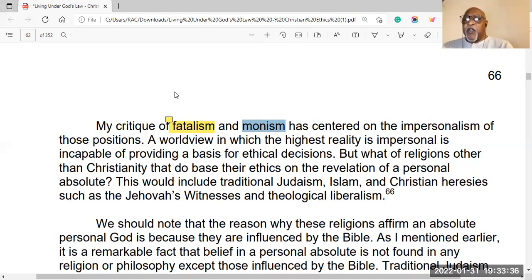Yeah, Dr. Short. So with Peter lying, could that be where situationism comes in? Well, Peter's situation had nothing to do with saving a life, because we don't see anywhere when Peter lied that his life was being threatened.